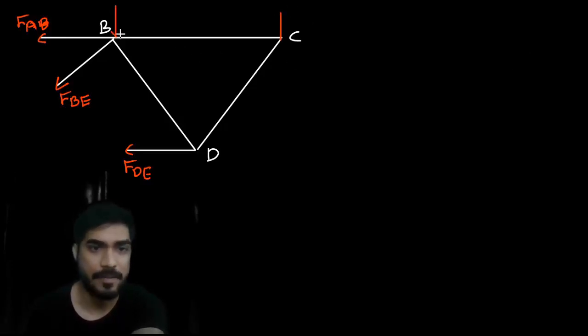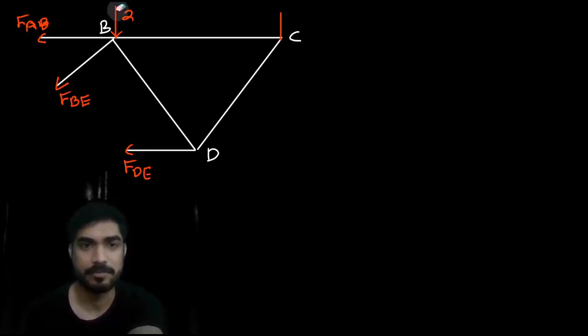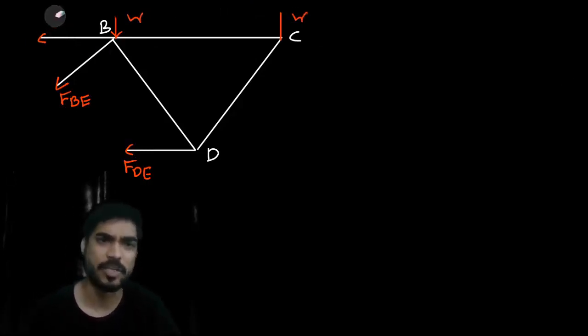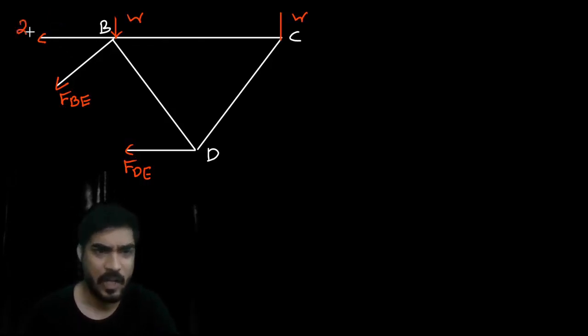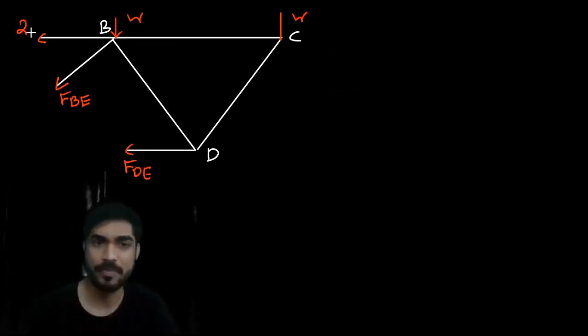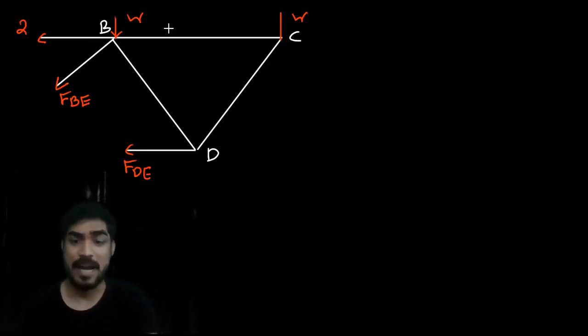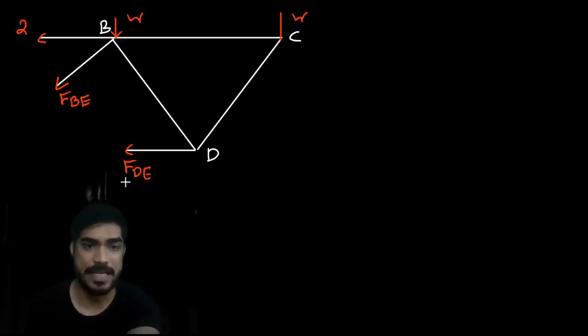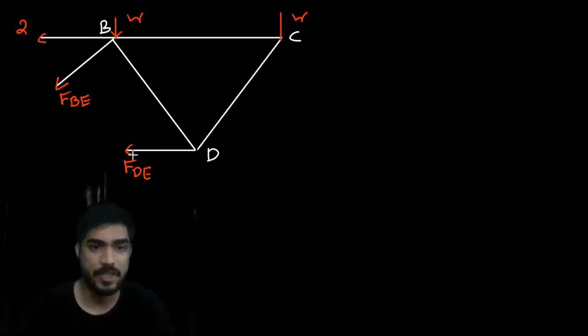Now beta, FAB we already know. FAB is given as 2 kilonewton, so instead of FAB, let me write 2 kilonewton directly. First of all, I need to find the value of W. If I need the force in ED, I need to calculate W first.